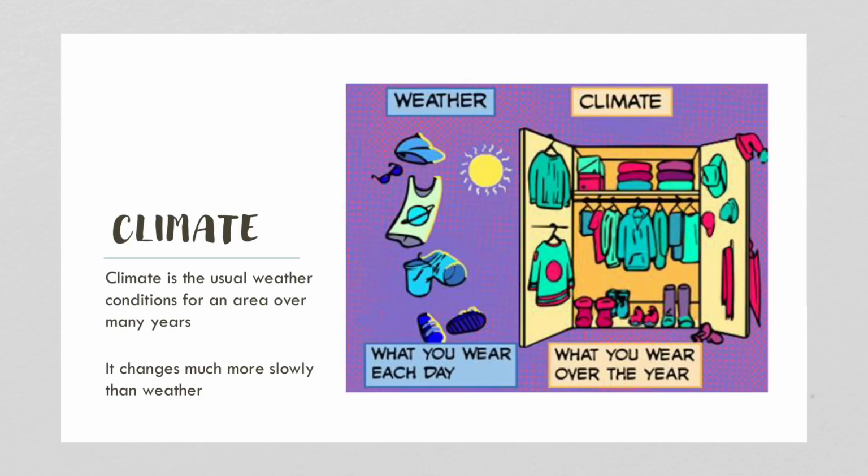Whereas climate is the usual weather conditions for an area over many years, and it changes a lot more slowly than weather. And the problem is that if you're not paying attention and you're not measuring the weather day by day over many years, you might not realize that the climate is changing. So Let's Talk Science used an analogy. Weather is like what you wear every day, whereas climate is what you wear over the whole year.